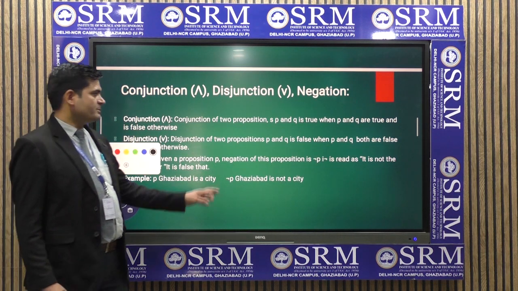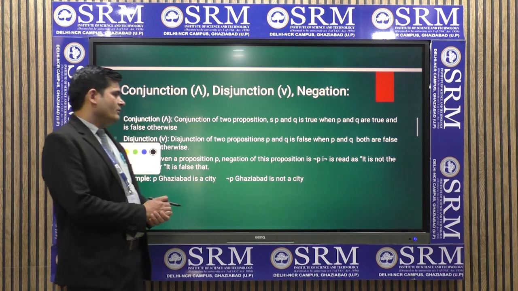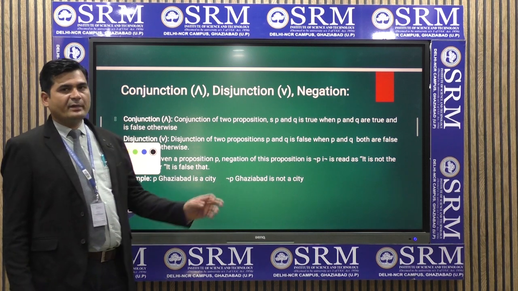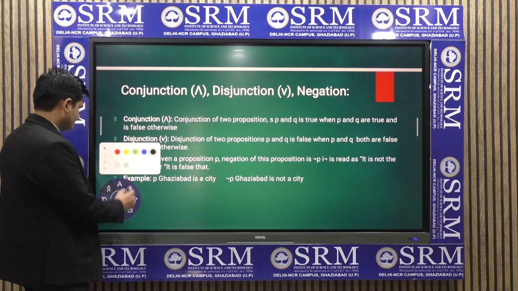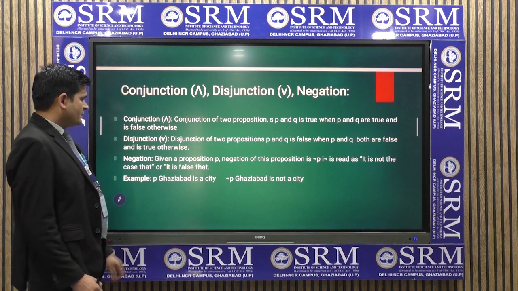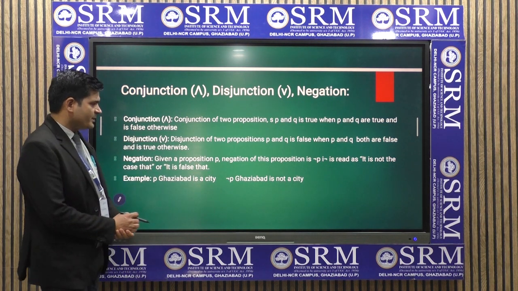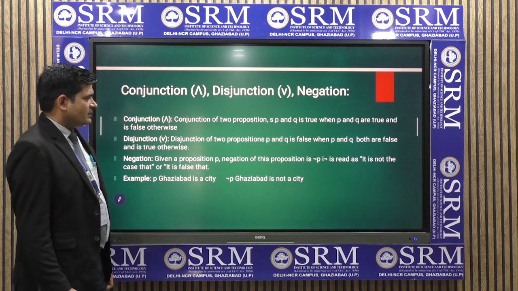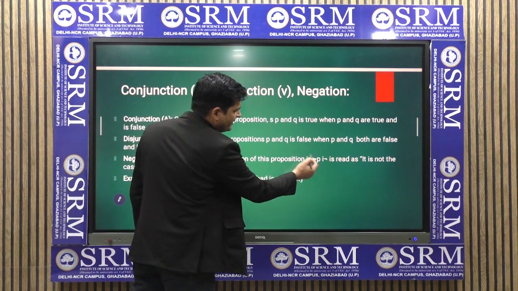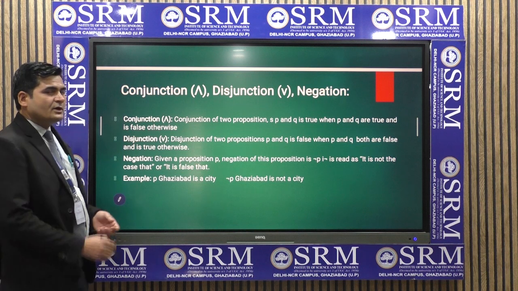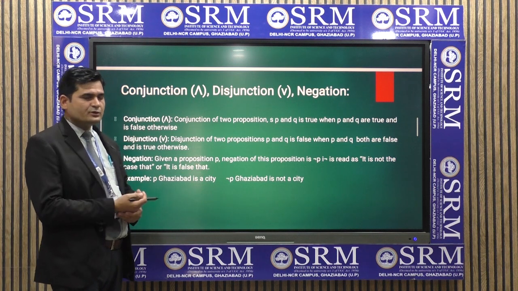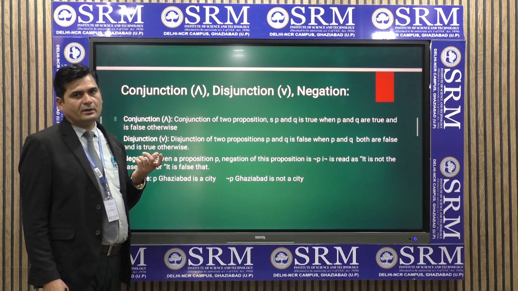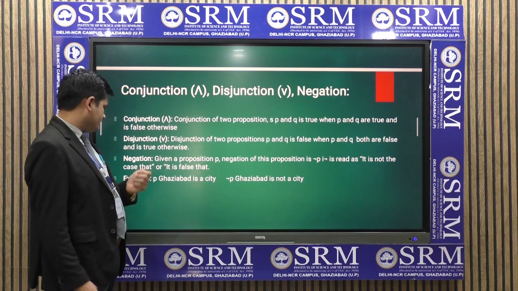Similarly, we will have the definition of disjunction. The disjunction of two propositions P and Q is false whenever both statements are false, otherwise it is true. And the negation of a proposition P is denoted by negation of P and is read as 'it is not the case'. For example, my name is, suppose, Tanuj Kumar. If I write the negation of this sentence, it is: I am not Tanuj Kumar. So this is a negation.